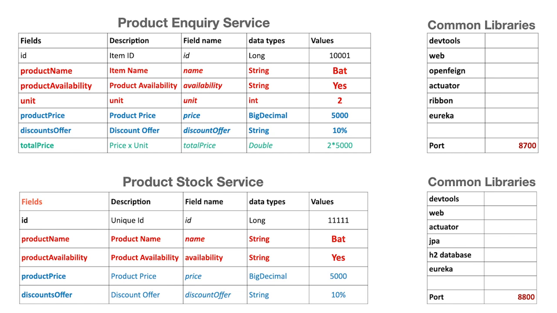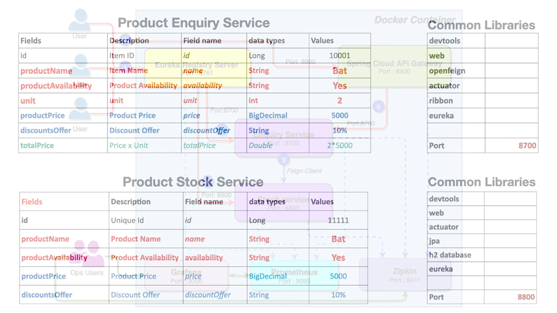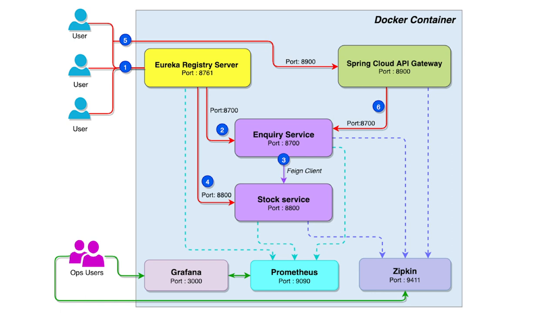For Spring Cloud components, I am using Netflix Eureka naming server for service registry and discovery, and using Spring Cloud API gateway service for routing API requests to the destination. Now, let's understand component architecture and integration flow used in this tutorial.